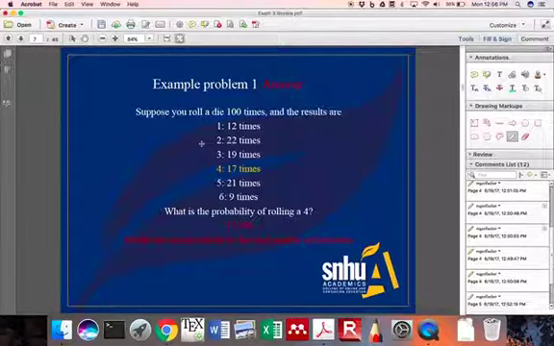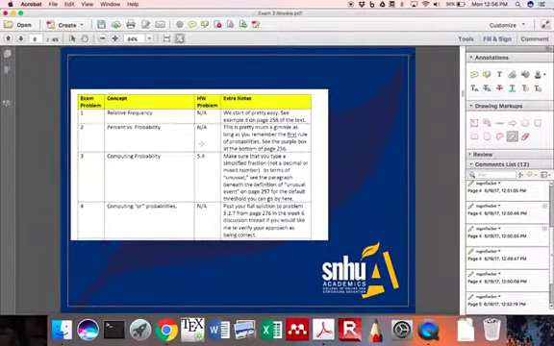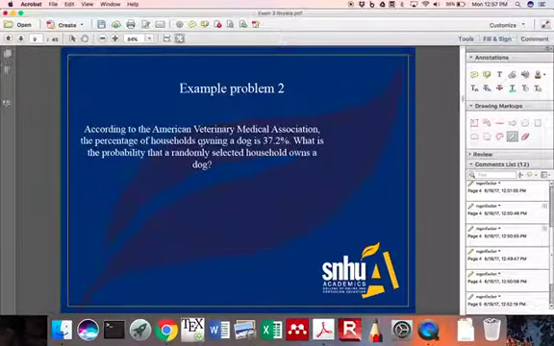Okay, so here's the answer. Now we'll look at percent versus probability. So we have a problem here. According to the American Veterinary Medical Association, the percentage of households owning a dog is 37.2%. What is the probability that a randomly selected household owns a dog?